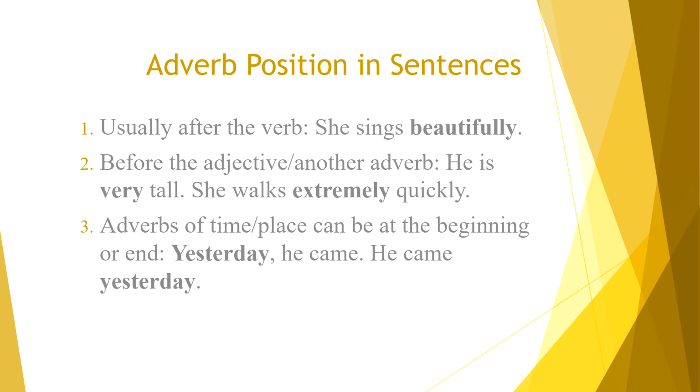Syntax is an important part of English grammar. That is the arrangement of words in a sentence. Where do these adverbs go in a sentence? Generally, they are pretty flexible. Often, they come after the verb. For example, she sings beautifully. When modifying an adjective or another adverb, they come before it. For example, he is very tall. Adverbs of time and place can often be at the beginning or end of a sentence for emphasis. Yesterday he came or he came yesterday.